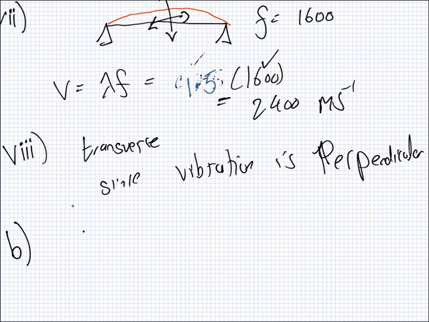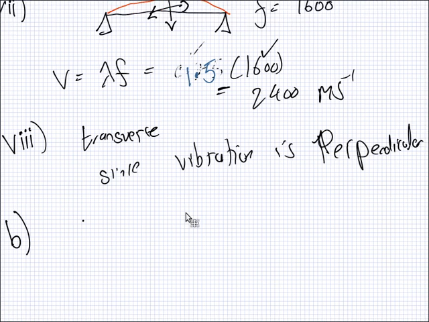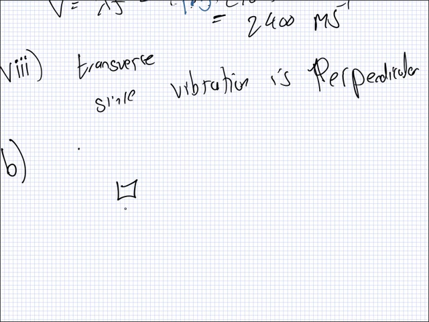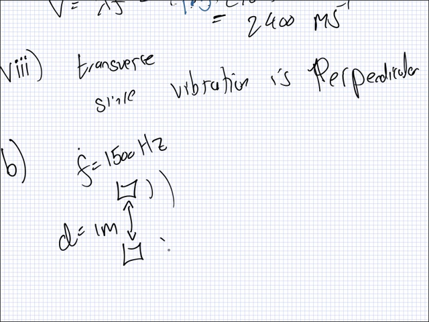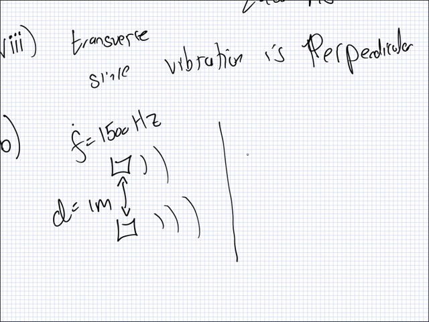Coherent sound waves of frequency 1,500 Hz are produced from two identical speakers 1 meter apart. That's the d, and the frequency is 1,500. An interference pattern is produced due to superposition of the two waves in a similar way to the Young's slits experiment. The speed of sound in air is 330 meters per second.